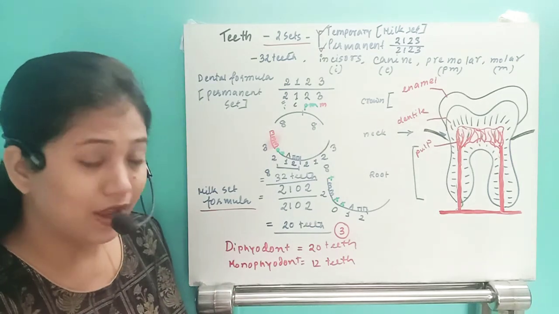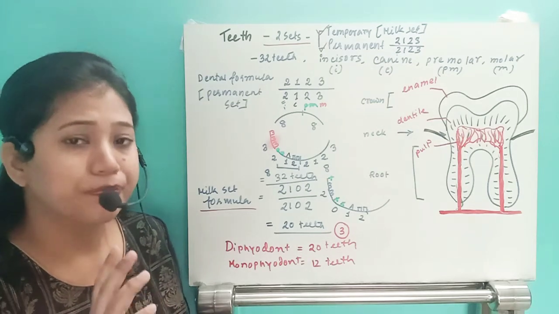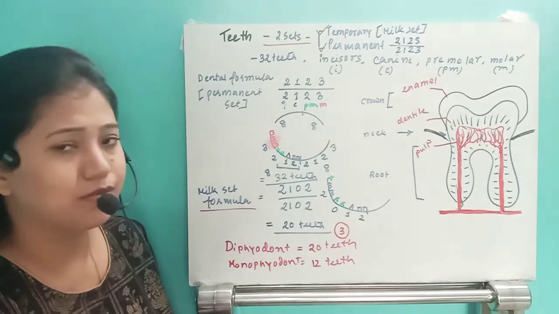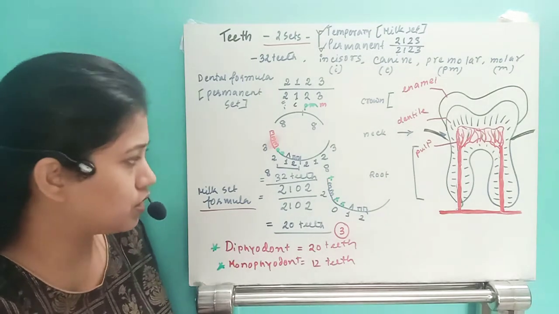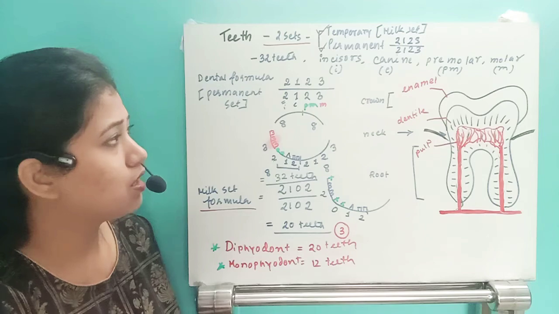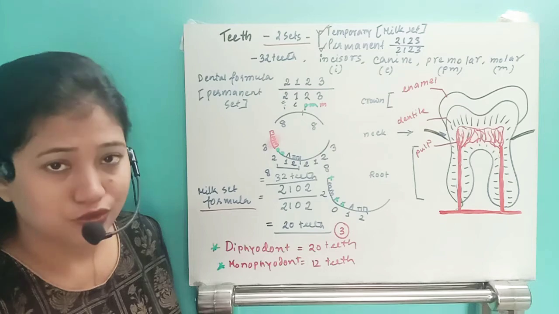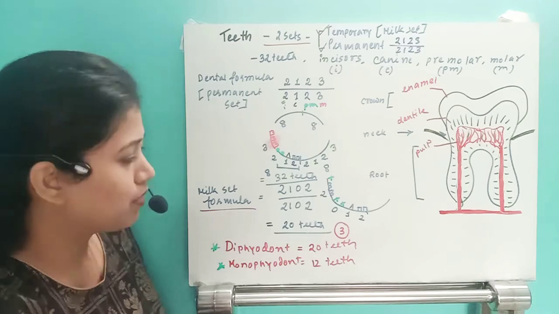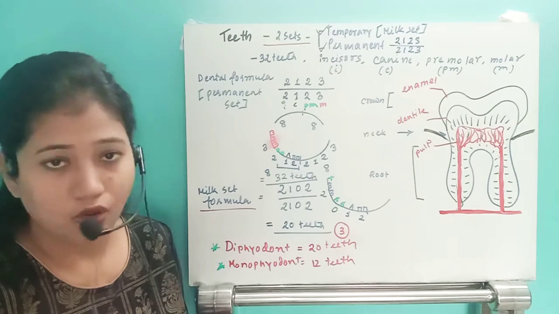Okay, so those 12 teeth will grow only once in our lifetime. So these 12 teeth will be the monophyodont type of teeth. Remember that this is going to be very important for your exam point of view, right? So this needs to be remembered. Normally we have two sets of teeth. So you can see the dental formula, permanent set, that is 2123 by 2123. But the milk set formula is 2102 by 2102, right? That means the two premolars and the last molar will be present only in the permanent set, not in the milk set.